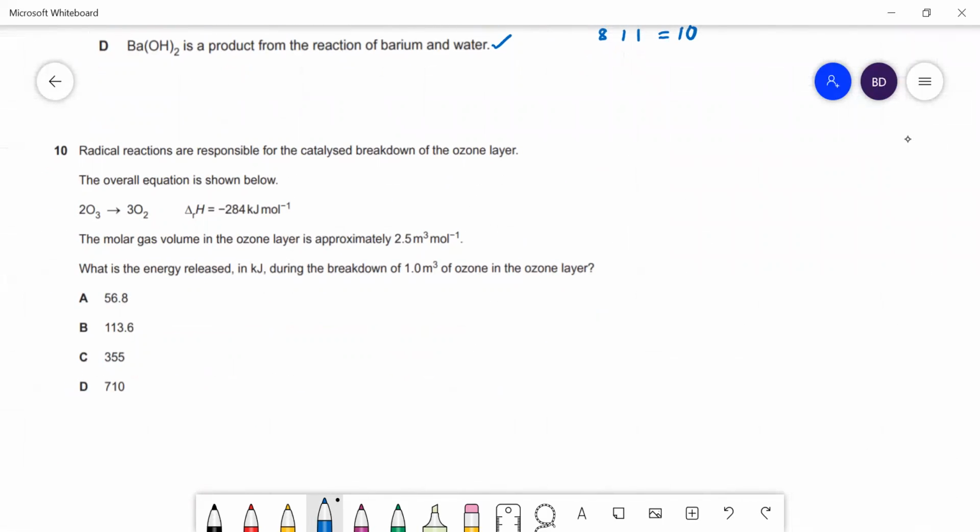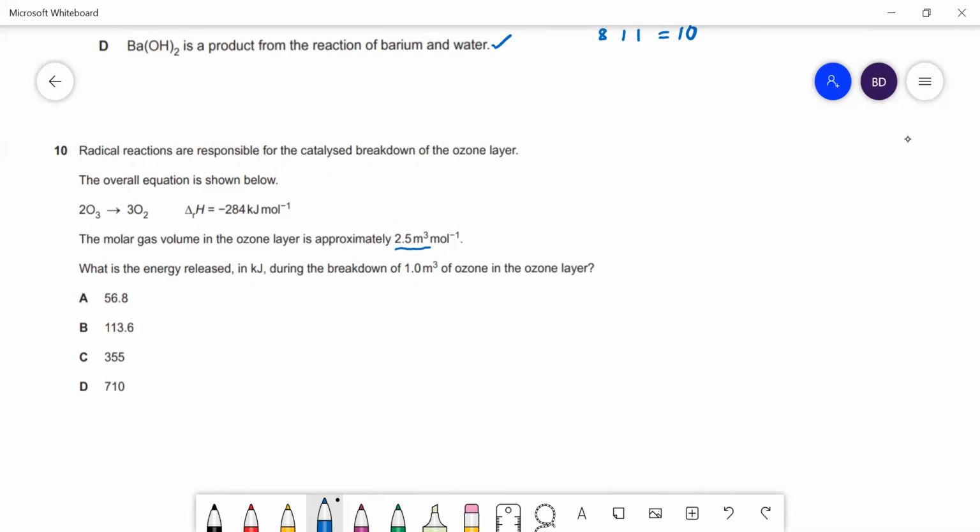Okay. Radical reactions are responsible for the breakdown of the ozone layer, and the overall equation is shown below. The molar gas volume in the ozone layer is approximately 2.5 meters cubed. Right, it's quite a lot more than our usual 24 dm cubed, and that's because the pressure is much lower, sorry, in the ozone layer. Right, so how are we going to do this then?